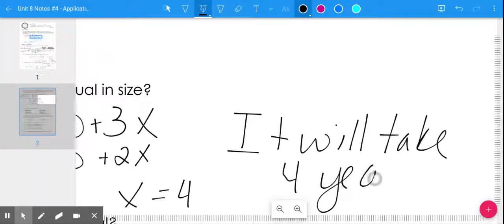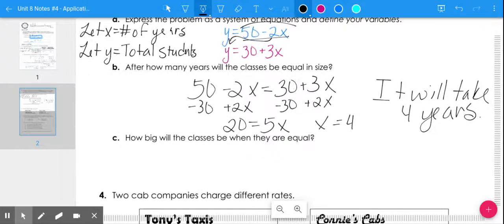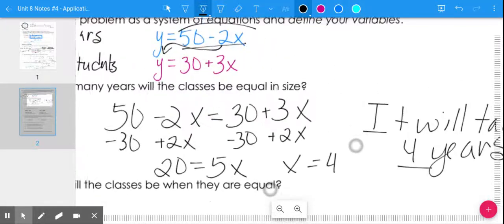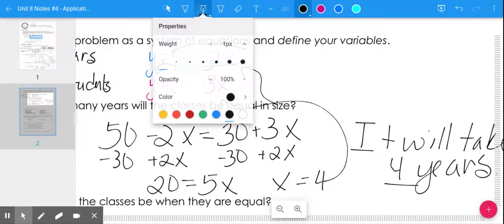All right, looking at the next problem, part C says, how big will the classes be when they are equal? So we know after 4 years they'll be equal, but now we want to know how big the classes will be. So we need to take that 4 and plug it in for the x. We know x is equal to 4, so now we just plug that in and simplify for the y. You could plug it into either equation. They're both going to give you the same exact answer. I'm going to use the one with the plus sign just because I would rather add than subtract.